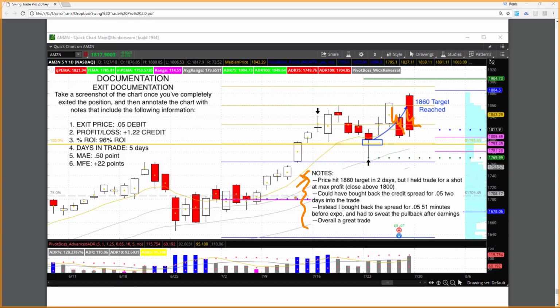Price hit 1860 target in 2 days, but I held the trade for a shot at max profit, which is a close above 1800. I could have bought back the credit spread for a nickel 2 days into the trade. Instead, I bought back the spread for a nickel 51 minutes before expiration and had to sweat the pullback after earnings. Overall, it was a great trade, but there was some things to work on. Again, I know this trade really well because I put the notes on it, and I can go back and refer back to it.